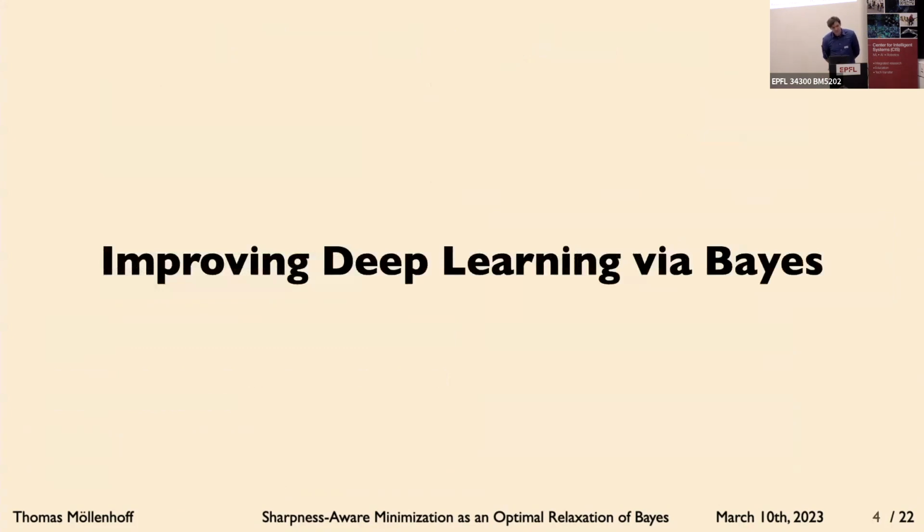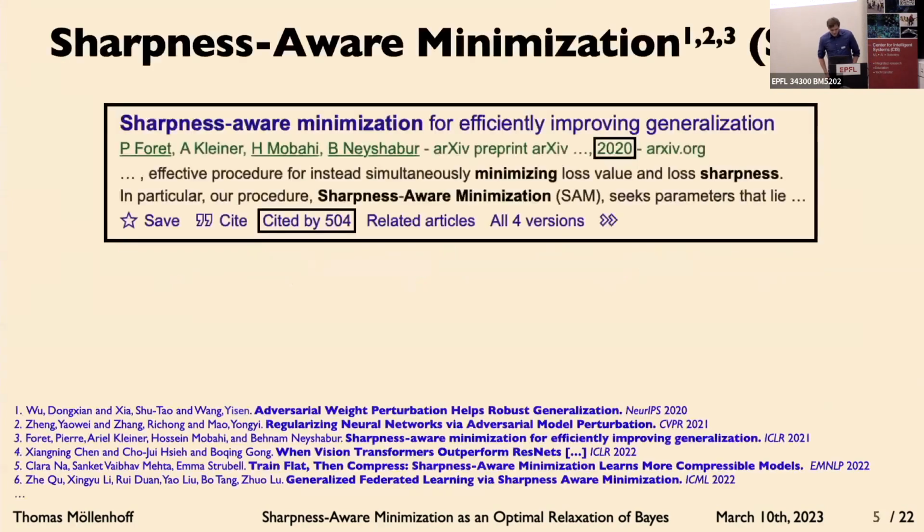Over the last 2 years, my research has been focused on improving deep learning and fixing these failures using ideas from Bayesian statistics. Today I want to give you an example of this research program. We will see how a very popular deep learning method, this Sharpness-Aware Minimization approach, can be interpreted from this Bayesian perspective. We will not only see this beautiful connection, but also how we can use this connection to further improve deep learning methods. So let me start talking about what I mean by this Sharpness-Aware Minimization method.